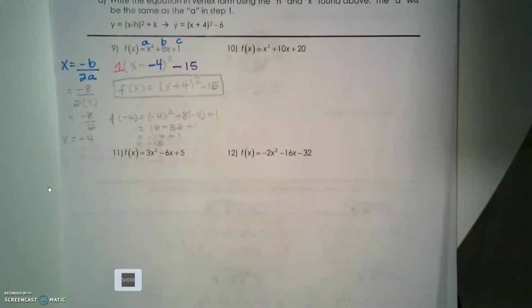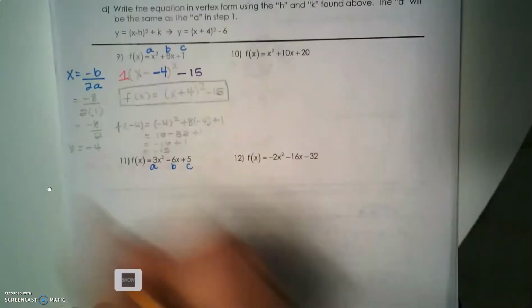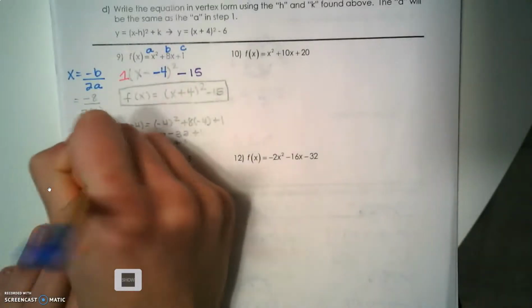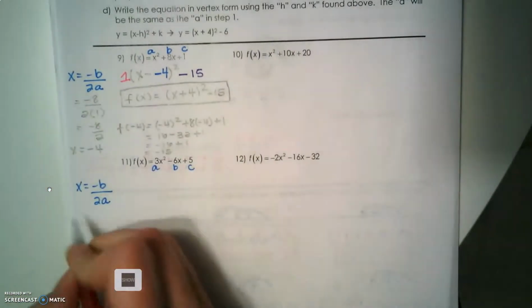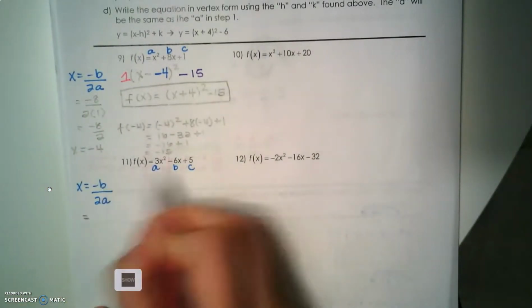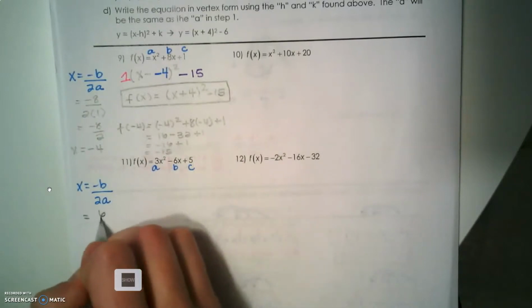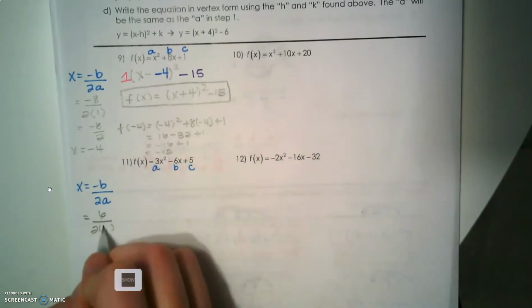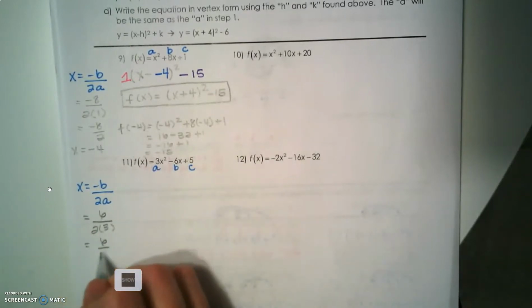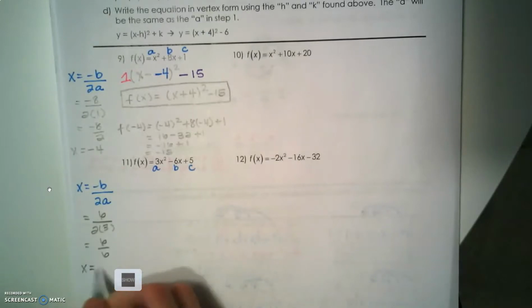Let's look at 11, and then I'll have you practice 10 and 12. So let's notice what letters we have here, a, b, and c. We want to find the vertex, so I'm going to use this vertex form equation. So I have the opposite of b, so the opposite of -6 is +6, all over 2 times a. My a value is 3. So I'm going to have 6 over 6, so x equals 1.